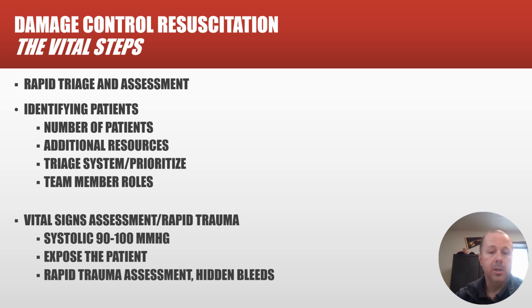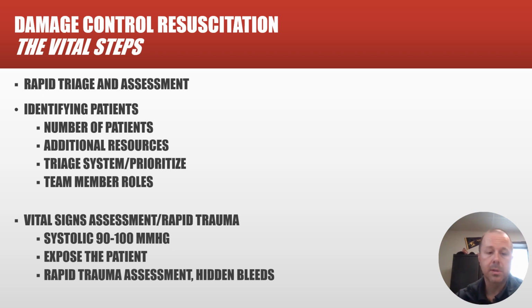So identifying your patients, that's your number of patients. Going back to what I just discussed with the motor vehicle accident, it could be a single patient in that vehicle who was involved, or you could have up to anywhere between 4 to 6 patients on the scene from a motor vehicle accident. So knowing your number of patients is very vital. That's why when EMS or fire department get there, they do a quick scene size up, and then they do a rapid triage to know exactly how many patients there are on the scene.